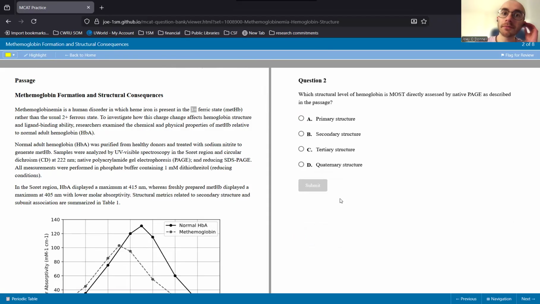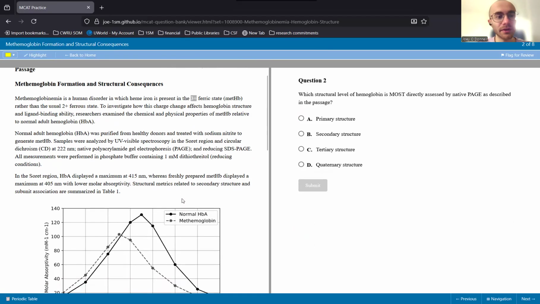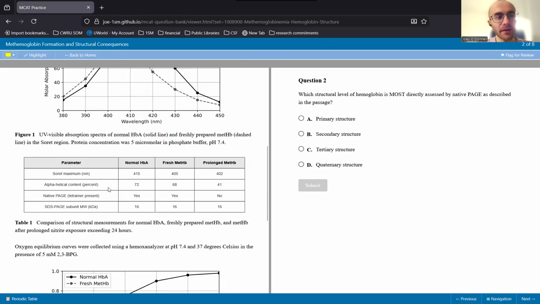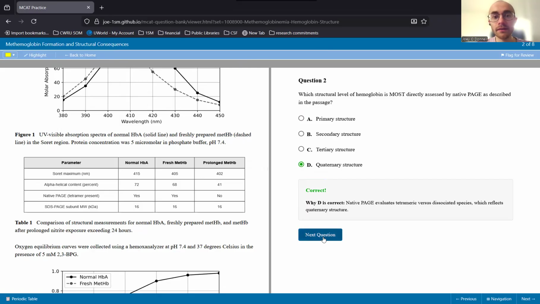What structural level of hemoglobin is most directly assessed by native PAGE? So native PAGE, we know we're only told 2 things about it. We have this little bit here, and we have native PAGE here. And what they tell us in table 1 is that it's about whether there's a tetramer or not. As you know, a tetramer is a combination of 4 monomers, so that's quaternary structure through and through. We can go ahead with that.